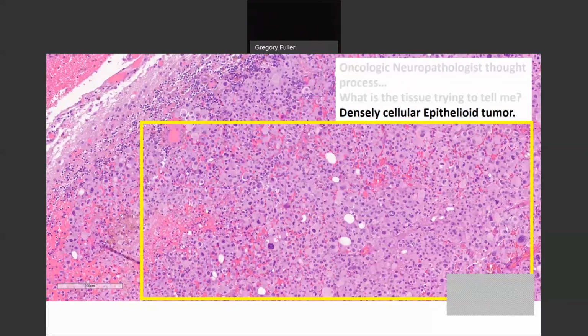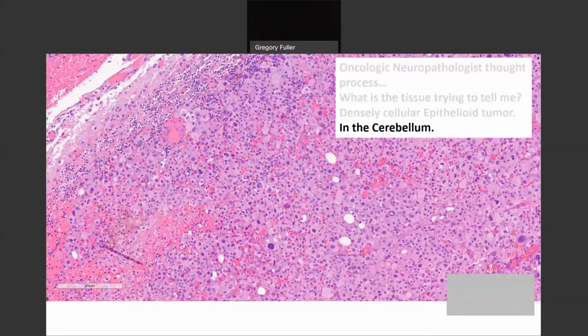Okay, what else? It's in the cerebellum. Now that was the key. Can you look at this image and see the cerebellum? All right, that is one of the first things that I do.